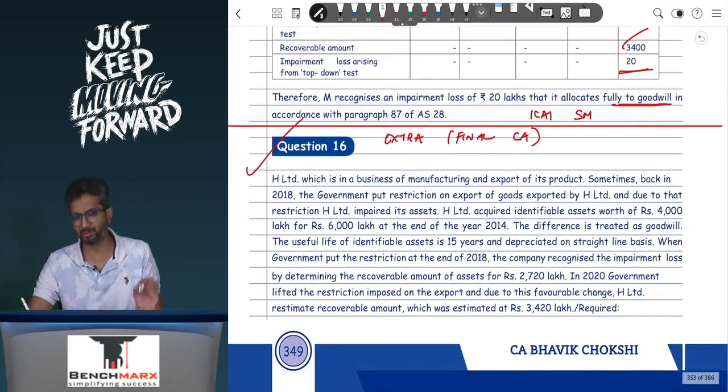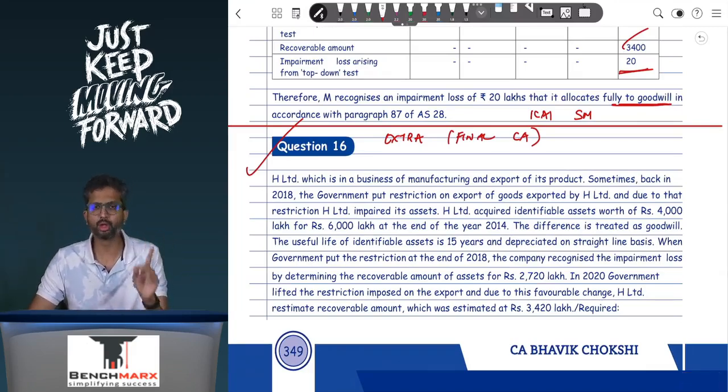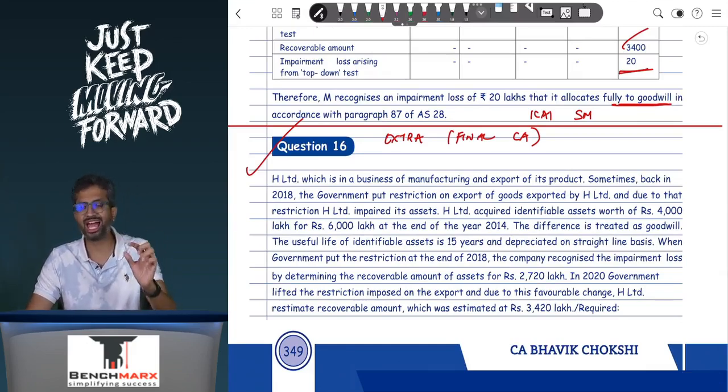This is on reversal of impairment. Remember, if you want to reverse impairment loss, reversal of impairment can only be done to the extent your carrying value had there been no impairment. You can't go beyond that.